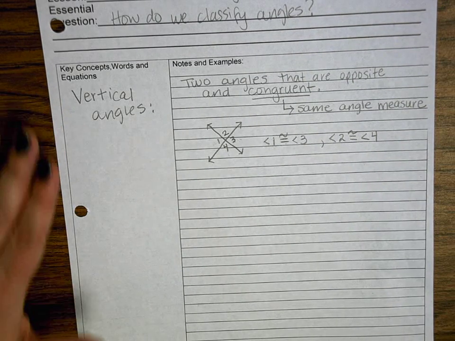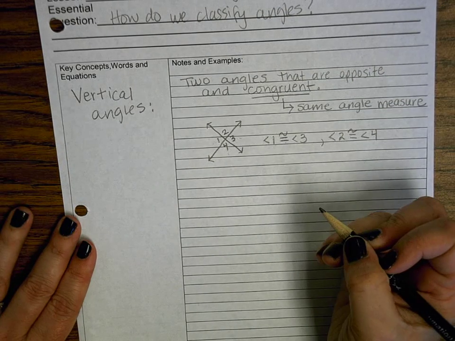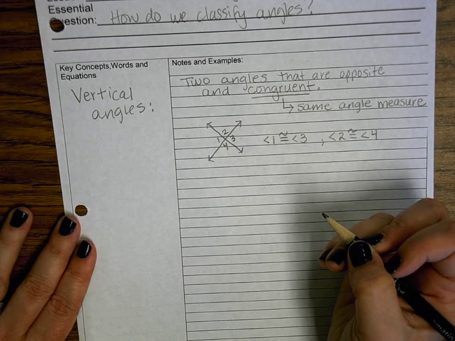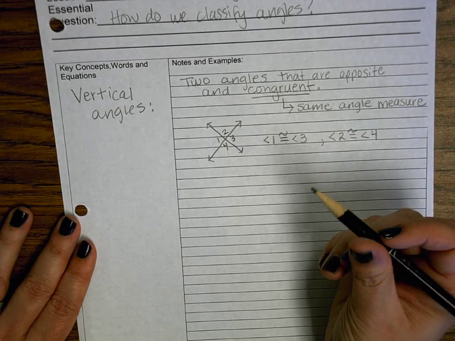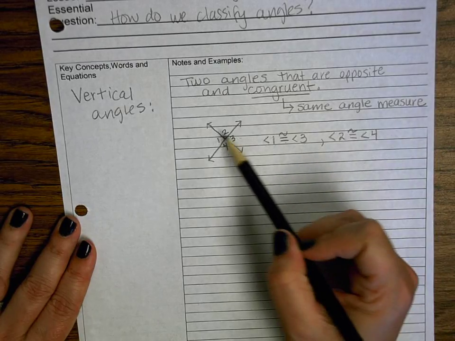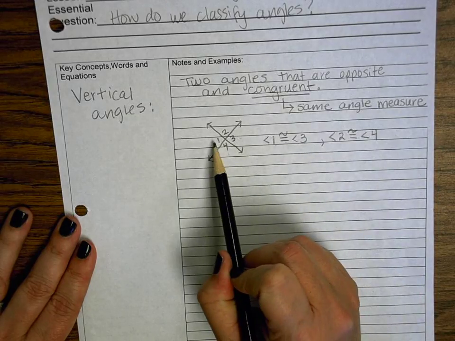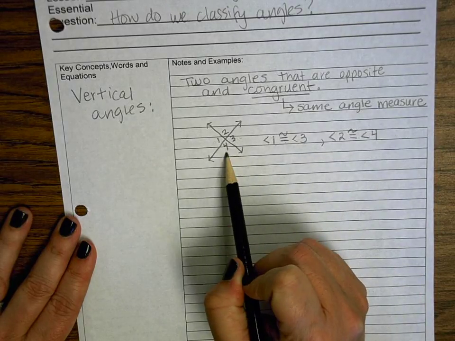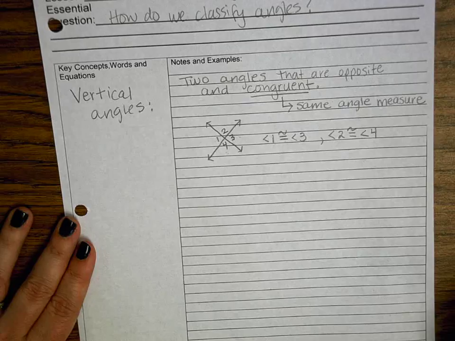Yes? For the angle, like how you did the angle 1, could it be either way? Yeah, you could redraw it however you want, but just keep in mind 1 and 3 are congruent and 2 and 4 are congruent.